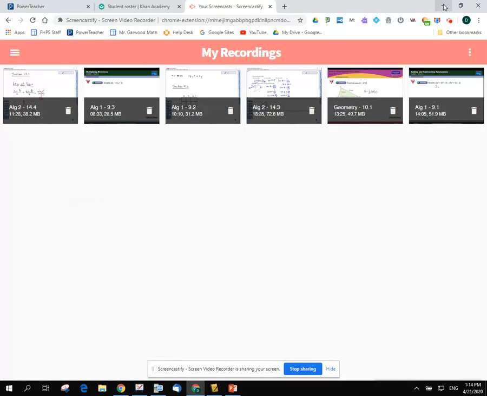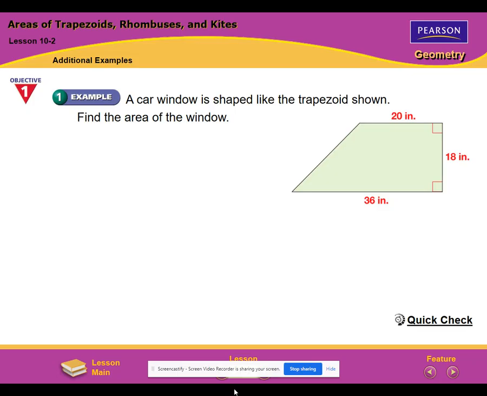Okay, so a few examples. A car window is shaped like the trapezoid shown. Find the area of the window. So here we have a trapezoid, a very simple example just of how to use the formula: 1/2 height times the sum of the bases.